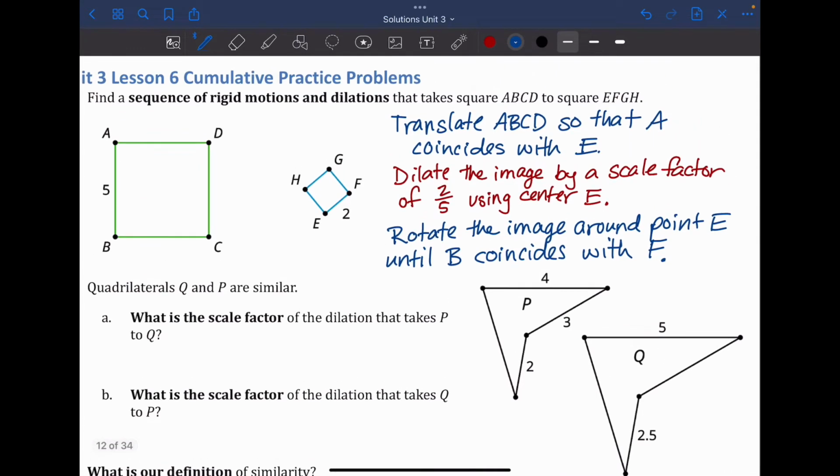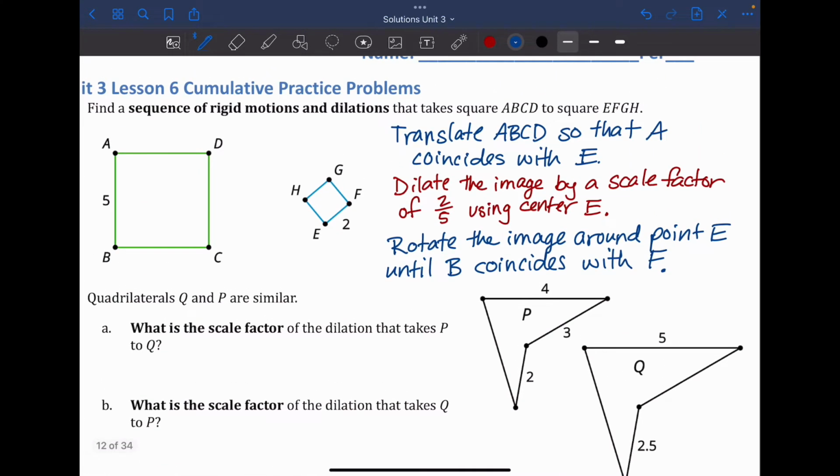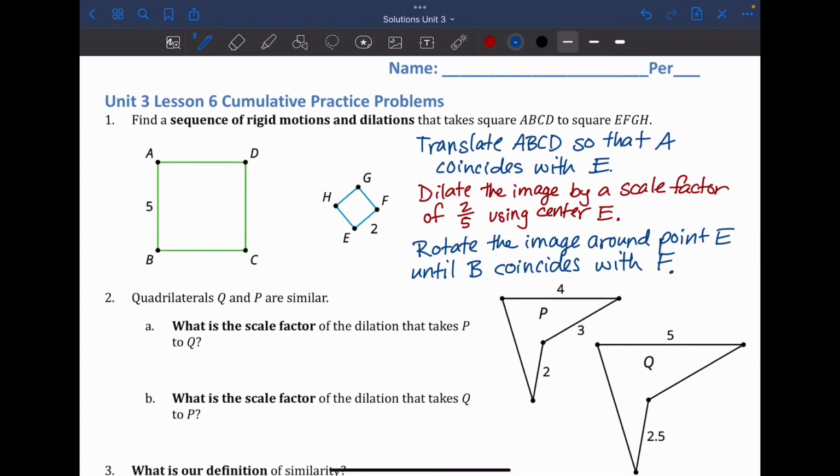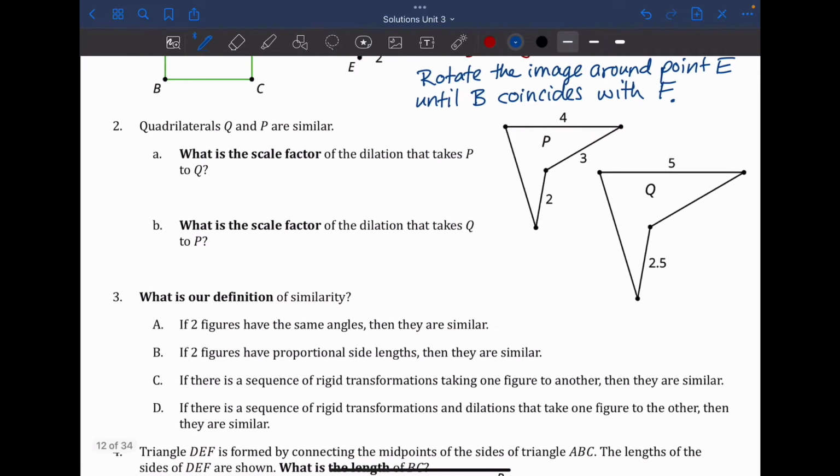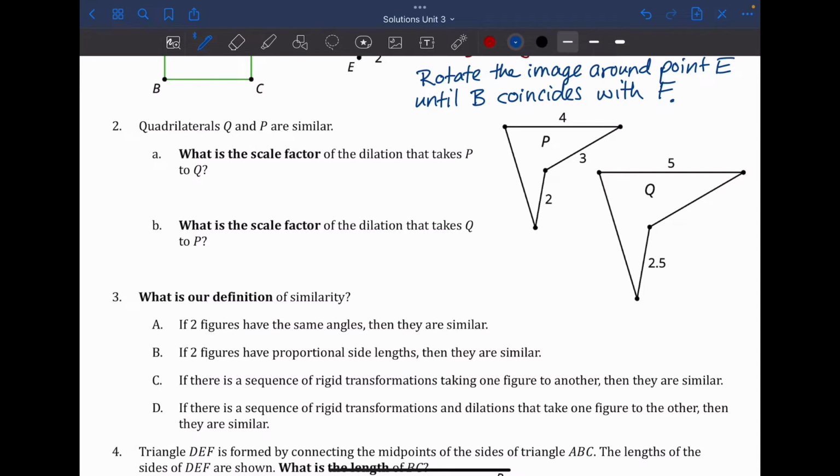Now, they're not necessarily rigid motions, all of them, so it does say rigid motions and dilations. The dilation there is in red, but my two blue ones are rigid motions. That brings us down to question 2. So question 2, we have quadrilaterals P and Q. They are similar.